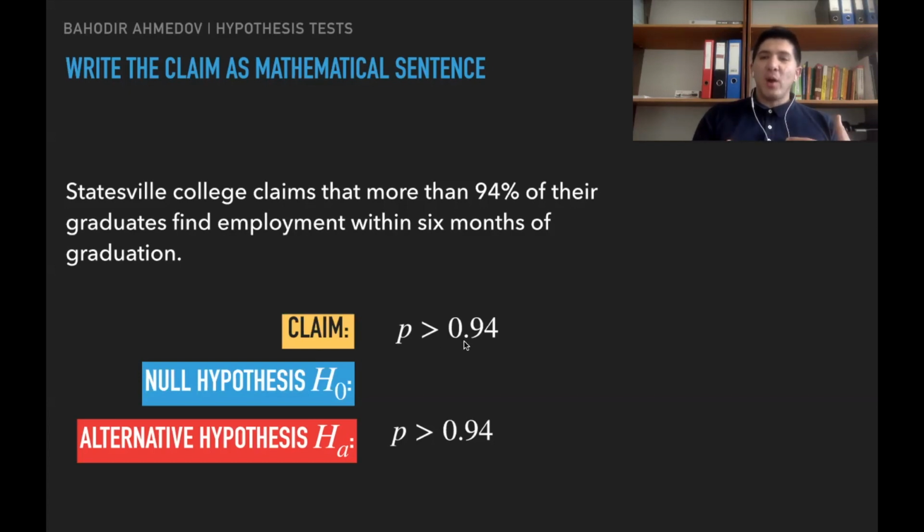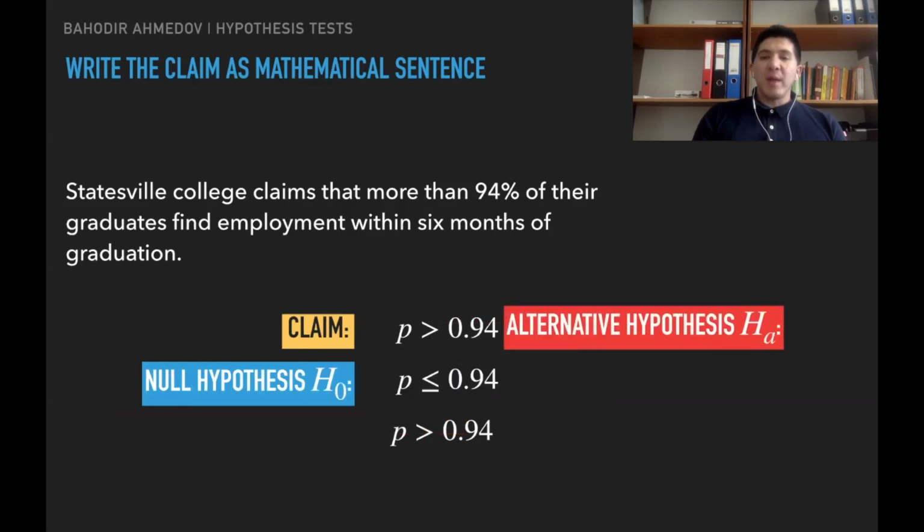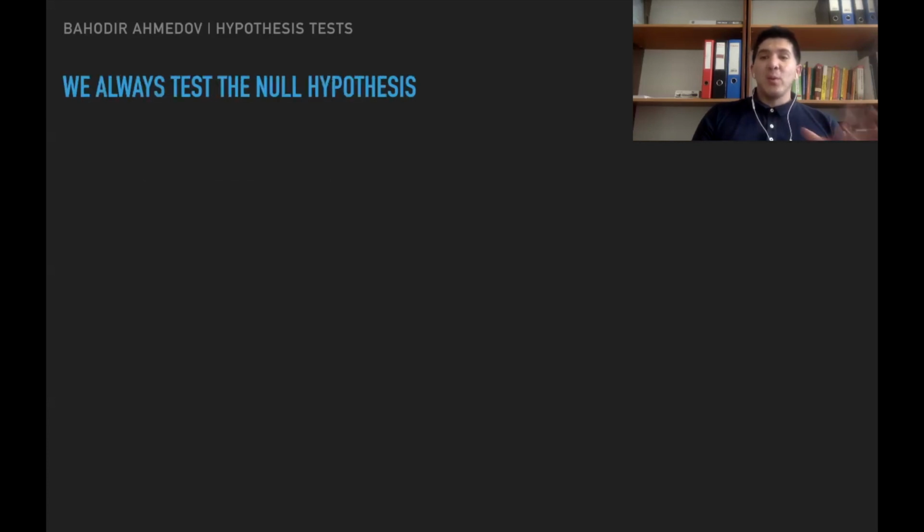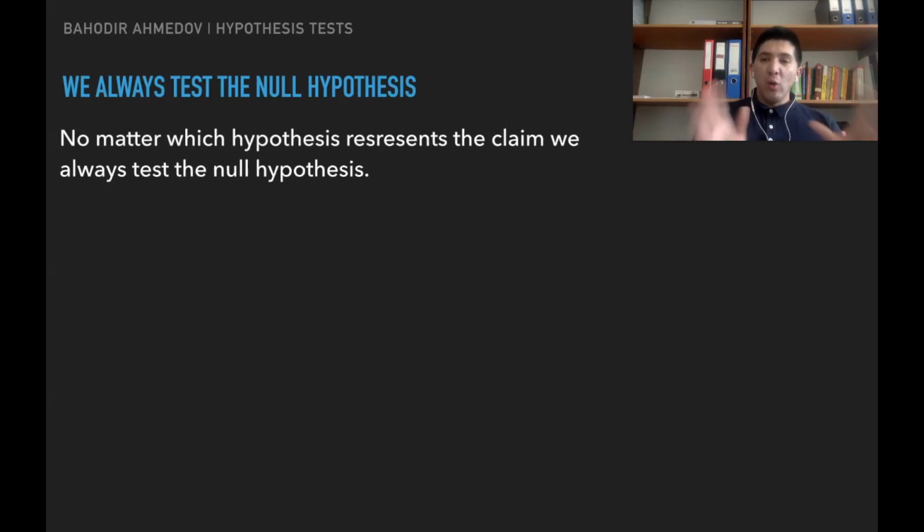So then the null hypothesis is going to be its opposite. Basically, it's going to be less than or equal to 0.94. So in this case, we wrote down the null hypothesis and alternative hypothesis for our claim, and we also identified that our claim is the alternative hypothesis because it doesn't have the equality sign. So no matter whether your claim is the null hypothesis or alternative hypothesis, we are always going to test the null hypothesis.